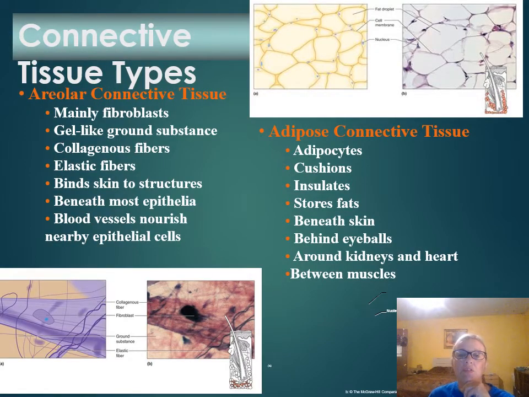All right, so the first type of connective tissue we're looking at is areolar. This tissue forms thin, delicate membranes. It is made mostly of fibroblasts, and it contains a gel-like ground substance, and we call it the ground substance. It contains collagenous and elastic fibers. We will find this under the subcutaneous layers of the skin. It underlies most epithelium, where its blood vessels can come up and nourish the cells.